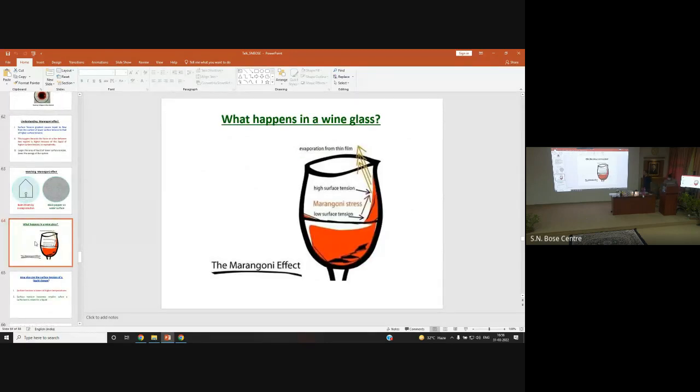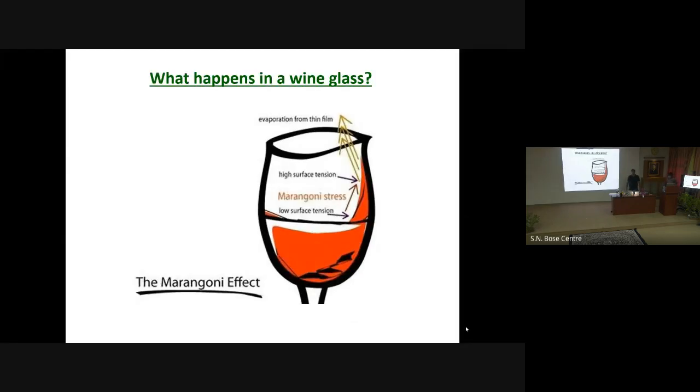Now let's come to this. Okay, now what happens here when I asked you to swirl it around? This is a mixture of water and ethanol. Ethanol evaporates much faster. So as the ethanol evaporates at the surface, what is left is water that has higher surface tension, right? Liquid is going to flow from lower surface tension to higher surface tension. So liquid starts flowing up, and then it cannot sustain itself, it comes down. Those are the drops, tears.